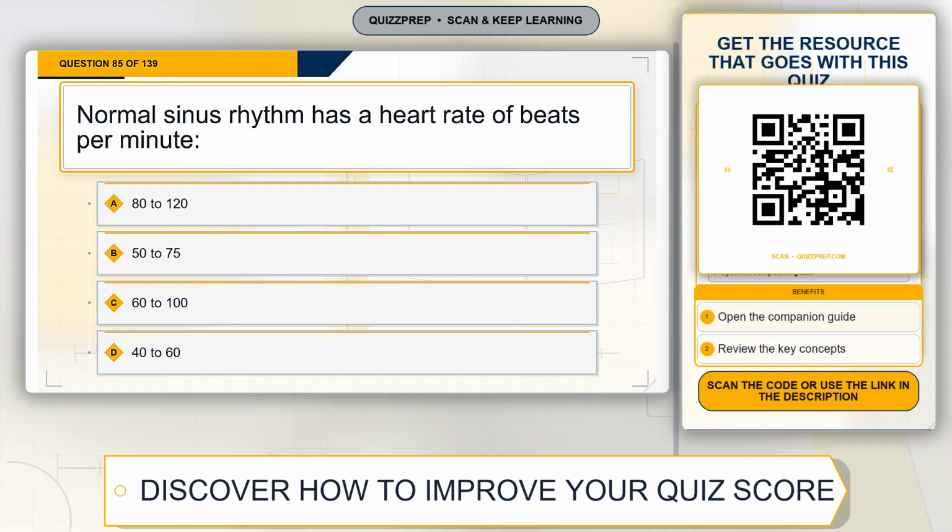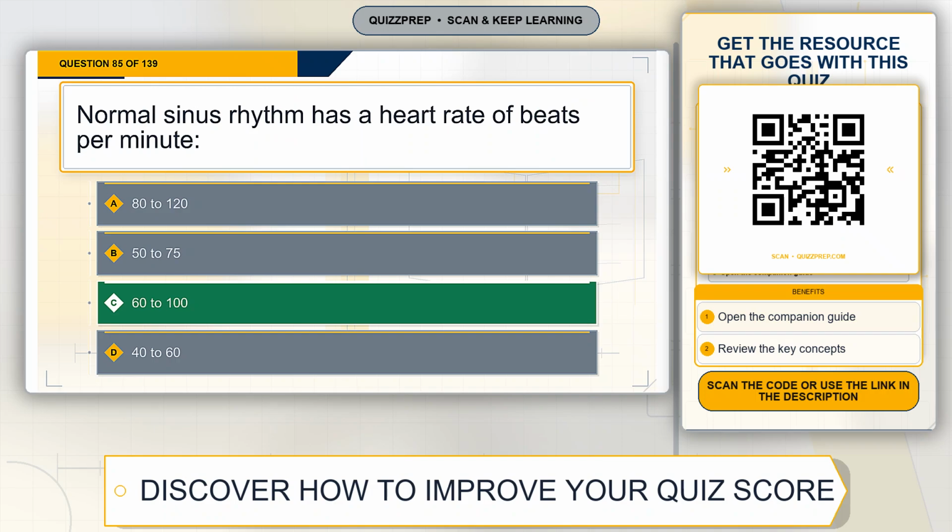conditions. Question 85. Normal sinus rhythm has a heart rate of blank beats per minute. Option A, 80 to 120. Option B, 50 to 75. Option C, 60 to 100. Option D, 40 to 60. The correct answer is option C, 60 to 100.